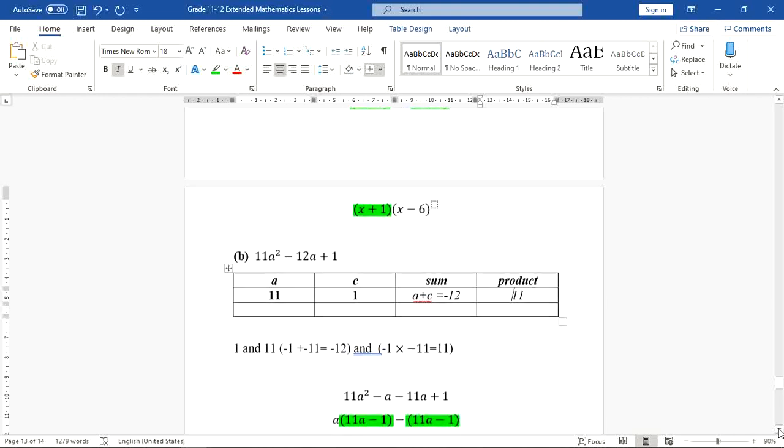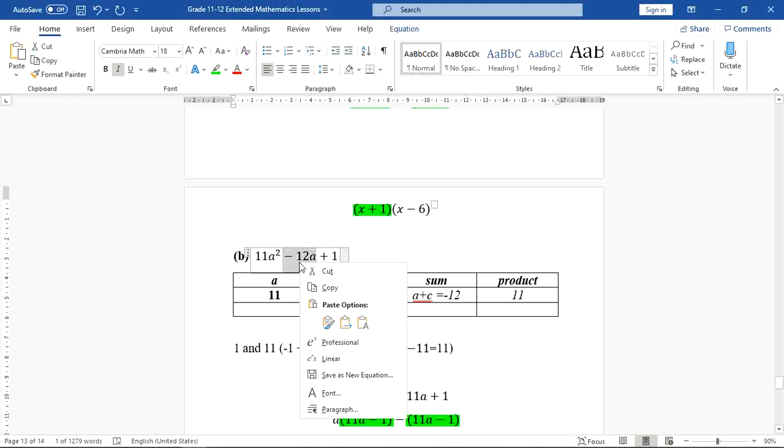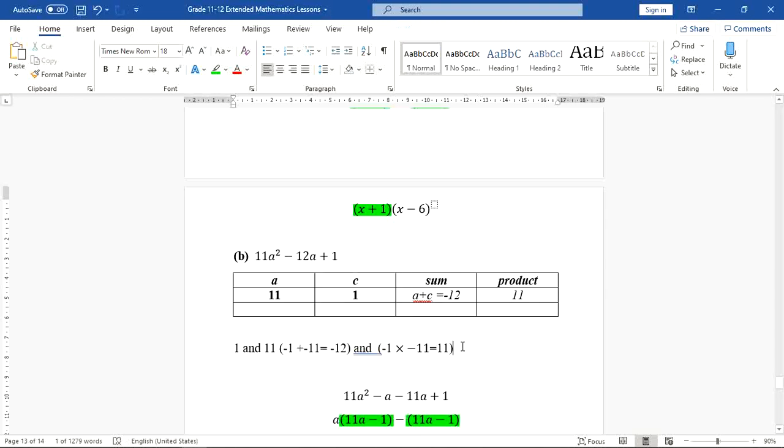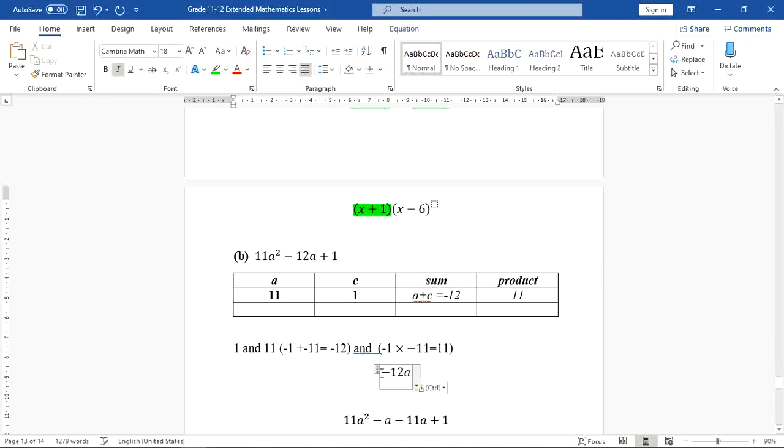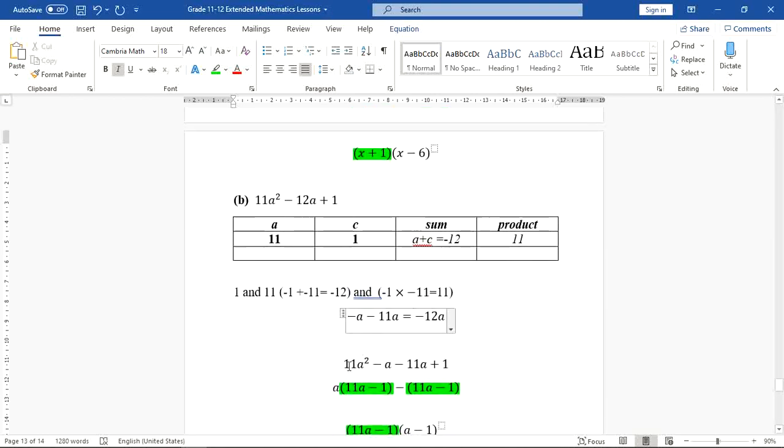What I need to do now is just replace. Again, I'm going to replace this. So let me show you. So I'll replace minus 12a, minus a minus 11a, that should give me minus 12a. So I'm going to replace this 12a by minus a minus 11a. Okay, and if I do that, I can now factorize by grouping.